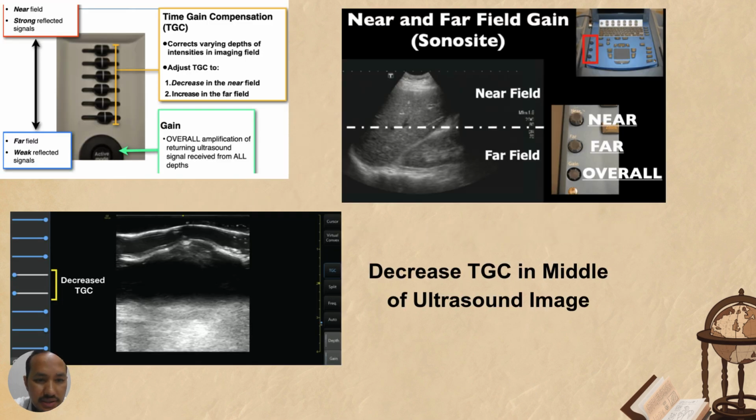So you can see, this is a picture of the TGC, the gain, near, far, and overall gain. This is a picture.